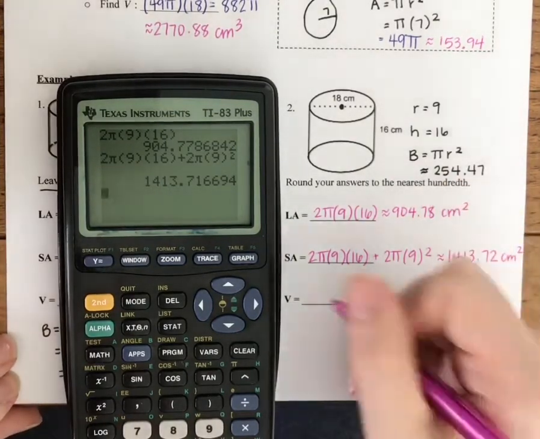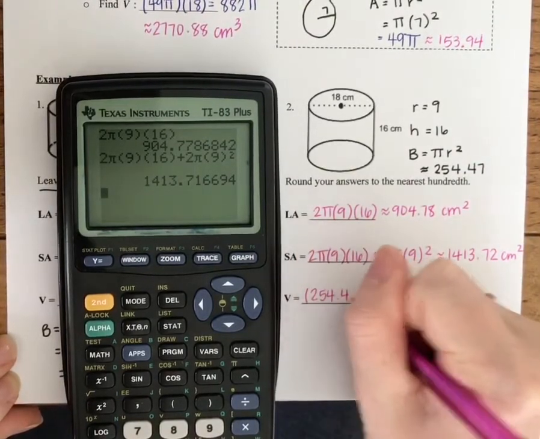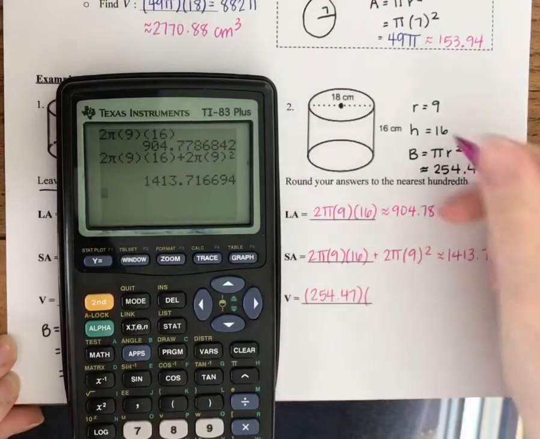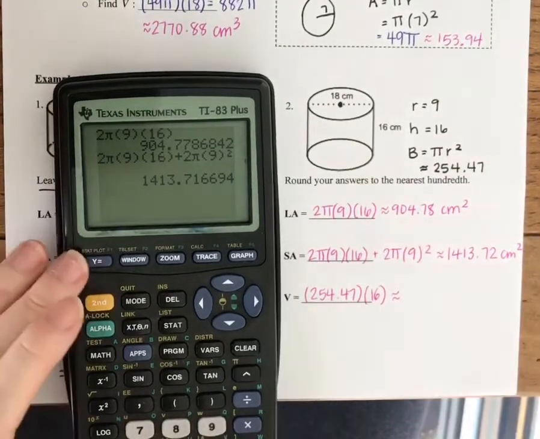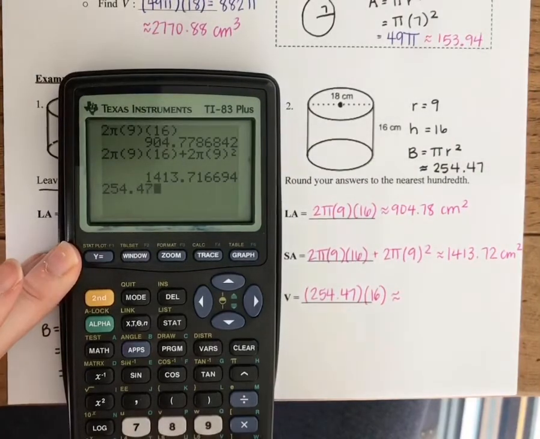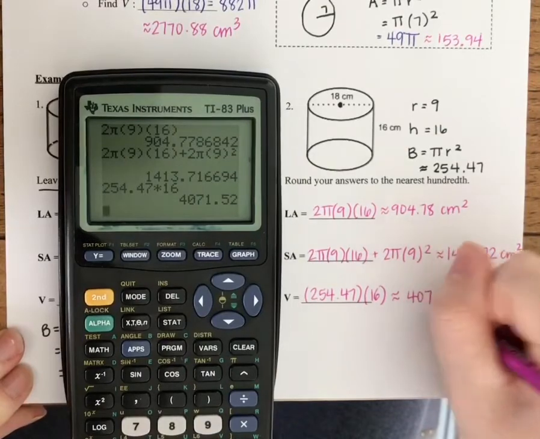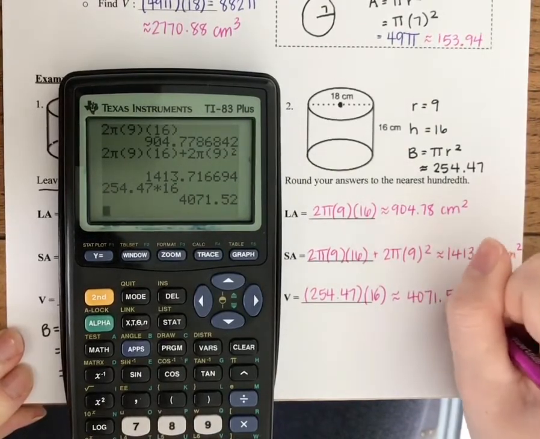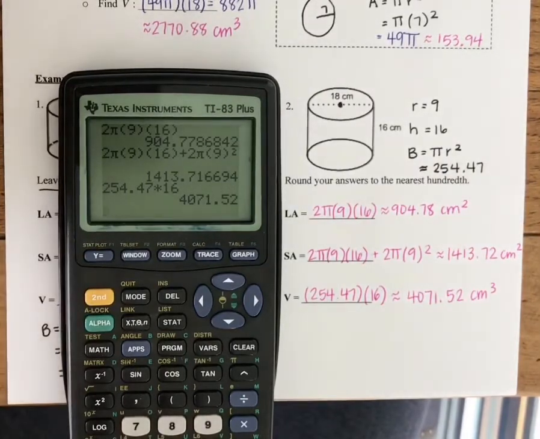All right, and lastly, volume is capital B times H. So capital B we already solved for was 254.47 times the height, which is 16. See what this gives us, 254.47 times 16, about 4071.52 centimeters cubed. And that is volume and surface area of cylinders.